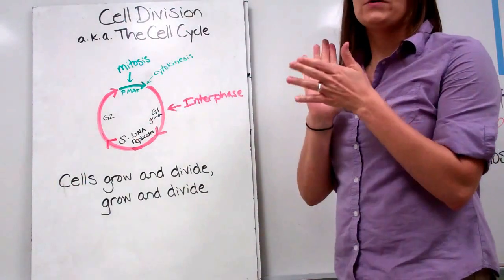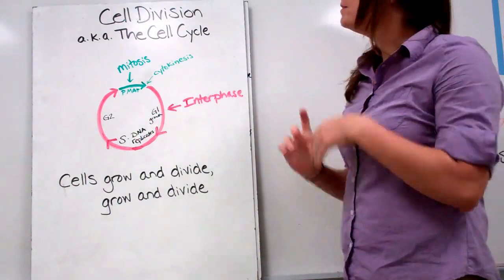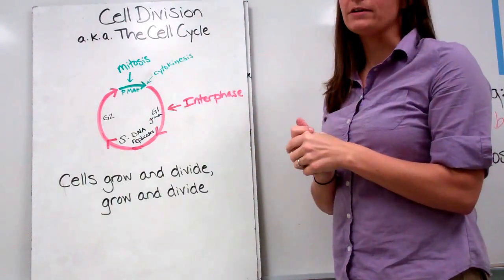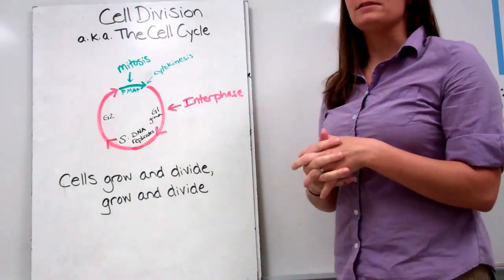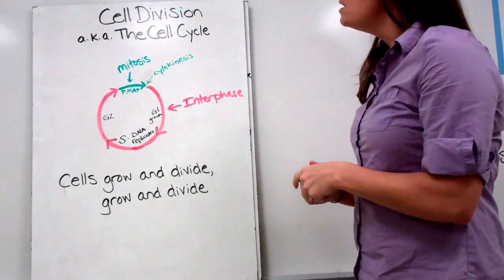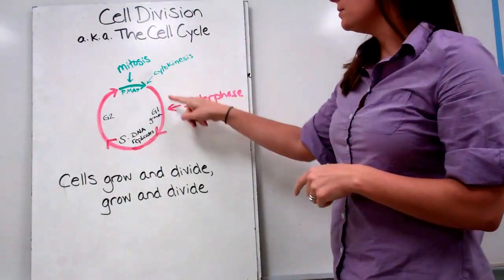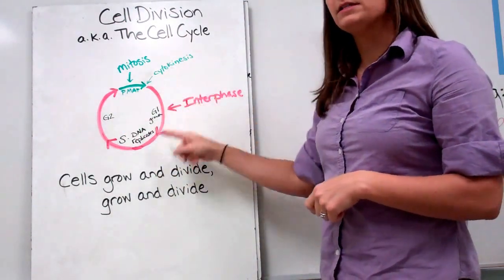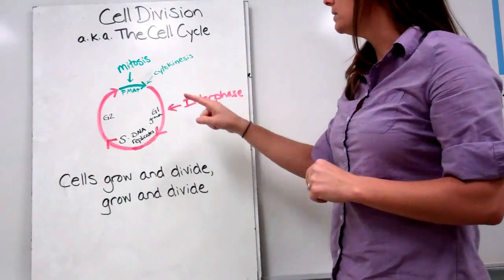Guys, tonight we're talking about the cell cycle, or cell division, the way that cells divide. Today in class we talked about all the reasons why cells divide, so now we're going to talk about how that actually happens in cells. There's a couple different things that happen in the cell cycle. Cells are continually growing and dividing, growing and dividing.